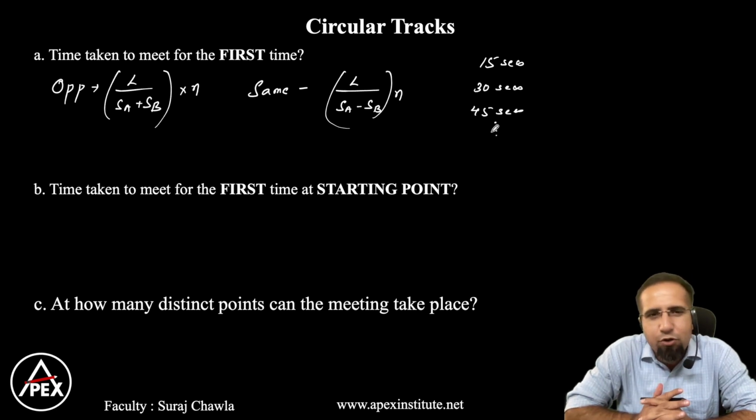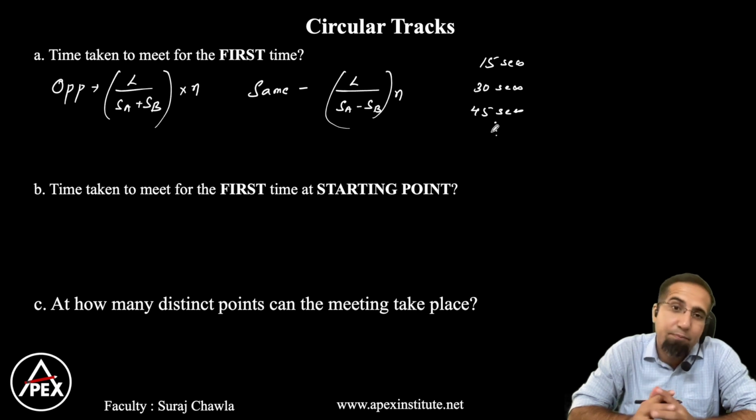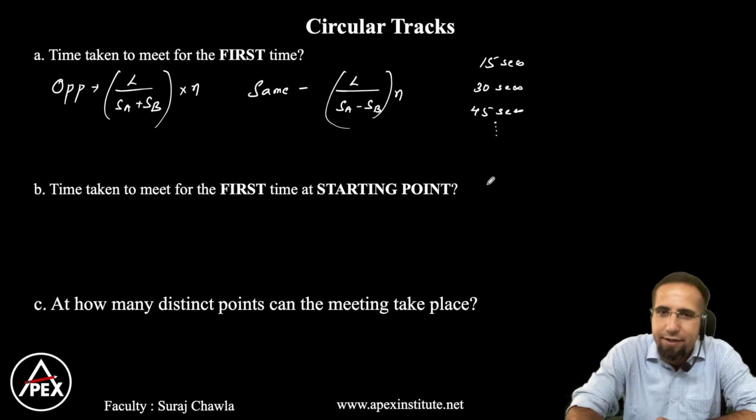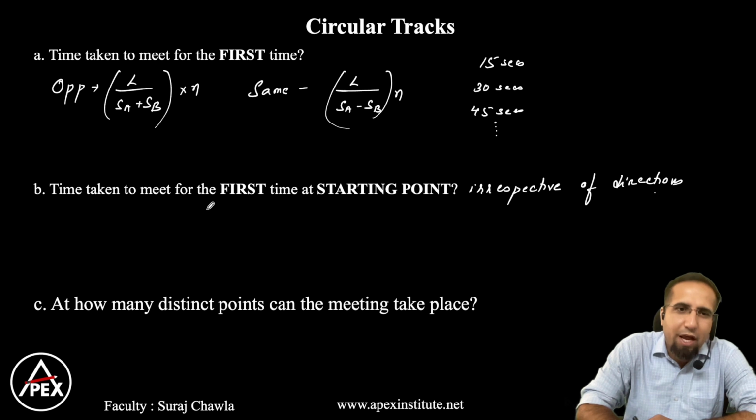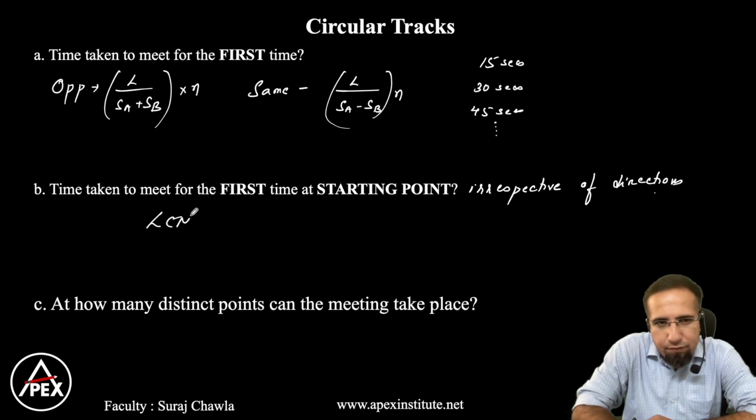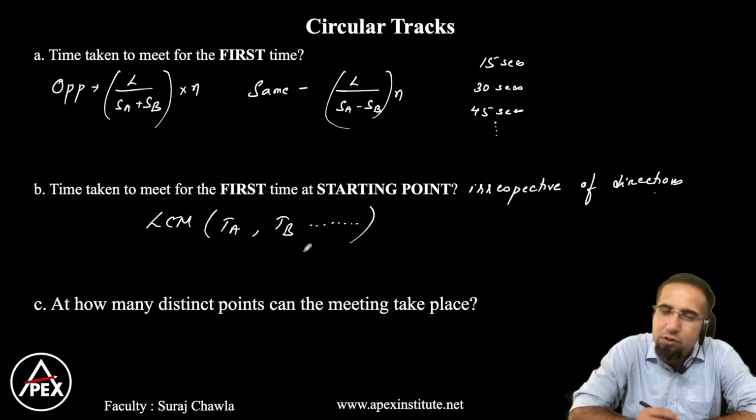Clear? Now time taken to meet for the first time at the starting point. When it says starting point, it is irrespective of directions. The answer will be the same irrespective of directions. Okay. So the time taken is going to be the LCM of time taken by A to complete one round, comma, time taken by B to complete one round, and so on.